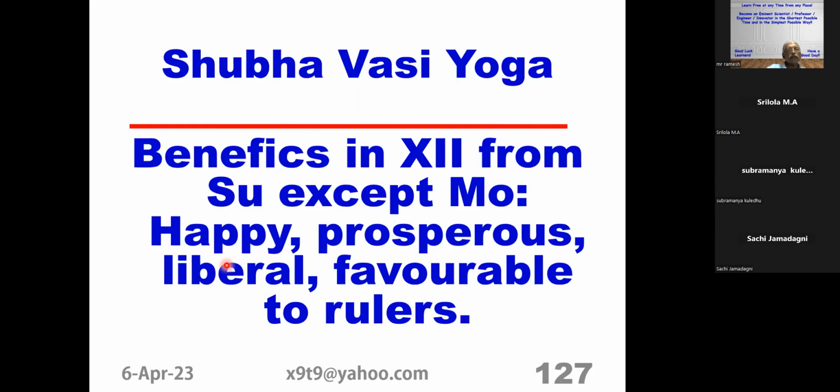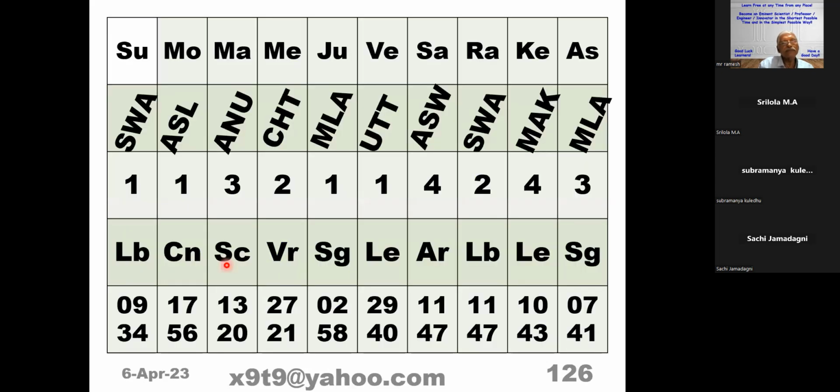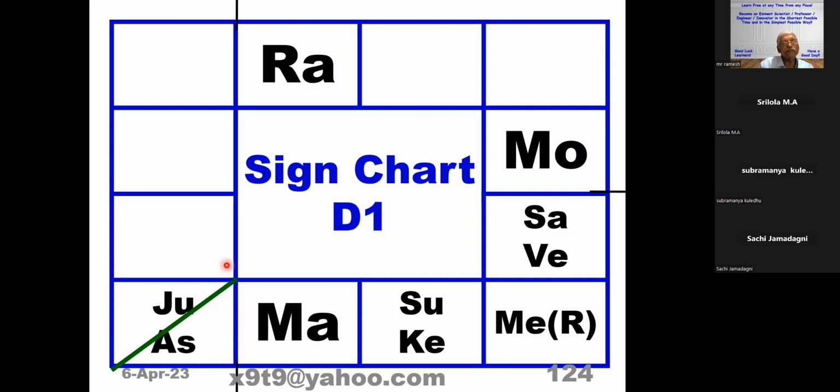So then next one is called Shubha Vasi Yoga. So benefics in 12 from Sun except Moon ಇರಬೇಕು. Sun ಇಂದ 12th place ಅಲ್ಲಿ ಎಕ್ಸೆಪ್ಟ್ ಮೂನ್ ಬೇರೆ ಯಾವ್ದಾದ್ರು ಇರಬೇಕು. Sun ಇಂದ 12. Sun ಇಂದ ಮರ್ಕ್ಯುರಿ ಇದೆ.